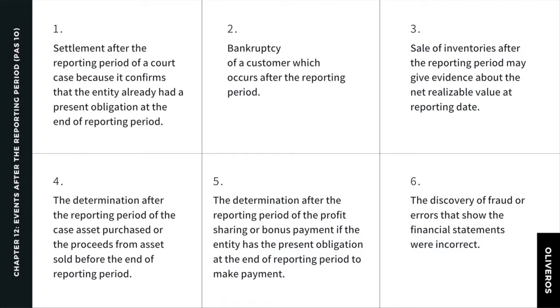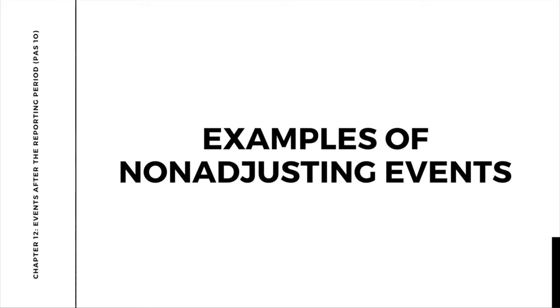Next, the determination after the reporting period of the profit sharing or bonus payment if the entity has the present obligation at the end of the reporting period to make payment. Next, the discovery of fraud or errors that show the financial statements were incorrect. The detection of fraud or errors after the reporting period may indicate that the financial statements are misstated. Financial statements may be adjusted to reflect accounting for those errors or frauds that relate to the present or prior reporting periods in accordance with IAS 8, accounting policies, changes in accounting estimates, and errors.